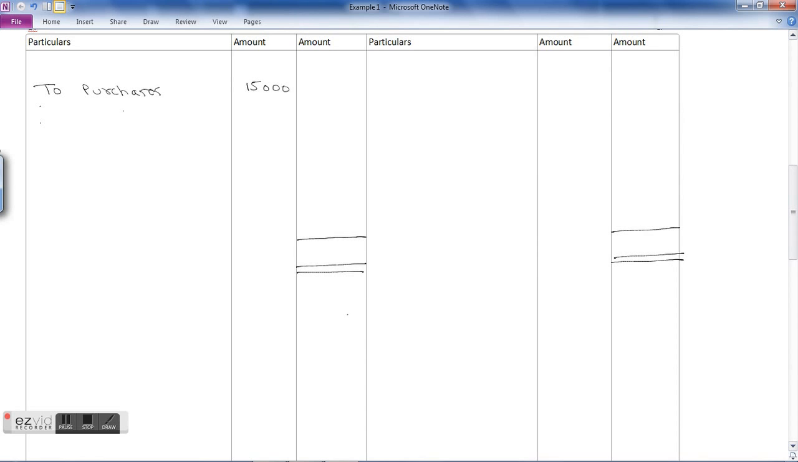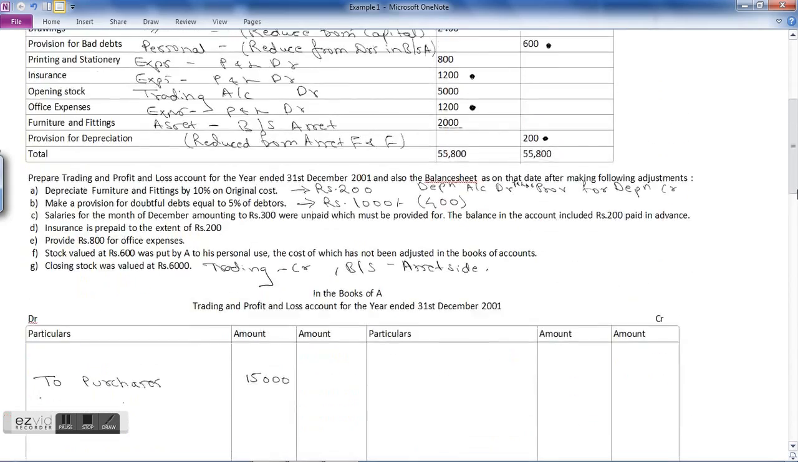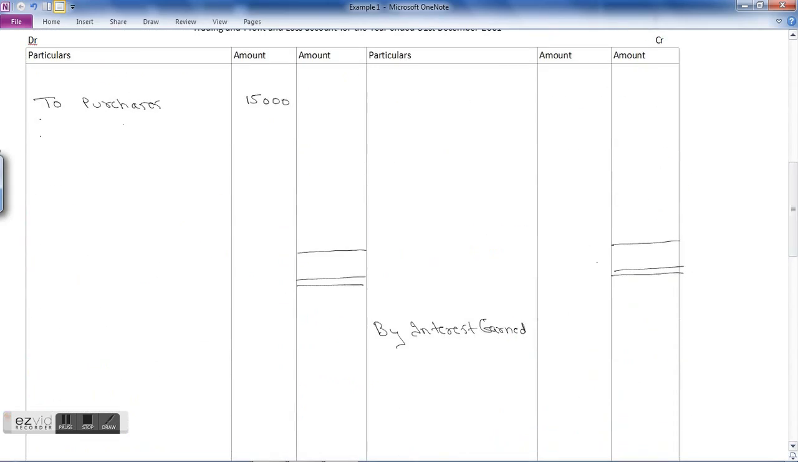and then in the profit and loss account one line will be left for gross profit which has to be carried down, and then by interest, how much is the amount? $400. So interest, 400. Since there are no adjustments, we are taking it directly to the outer column.